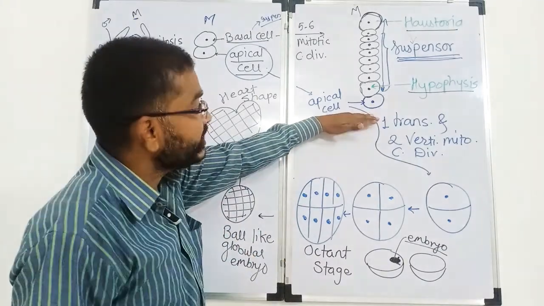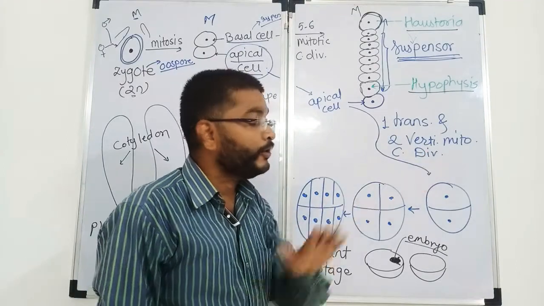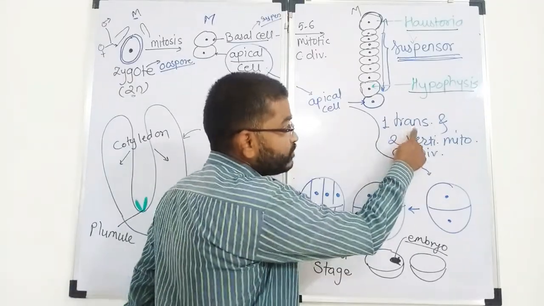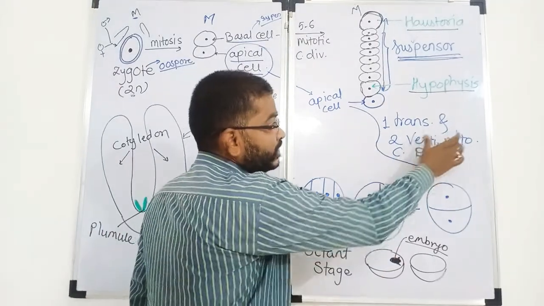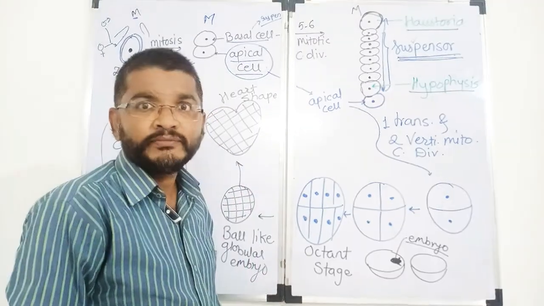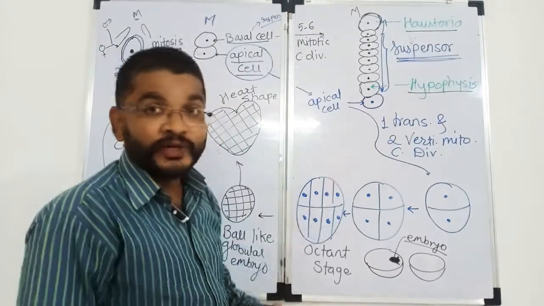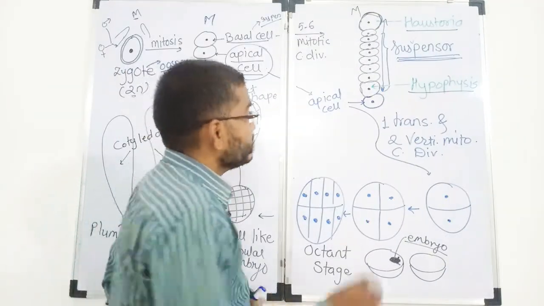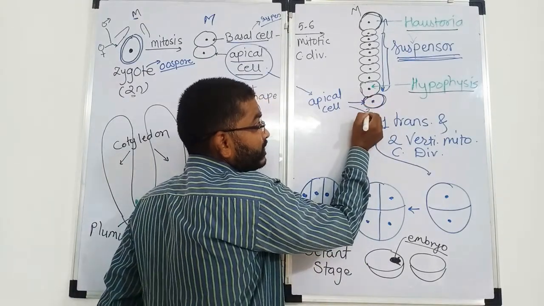Now here this apical cell undergoes one transverse and two vertical mitotic cell divisions. So one transverse and two vertical mitotic cell divisions. Here I mention all these terms in an abbreviated form. So first we will see one transverse. Now here is the apical cell. ये apical cell है, which is also diploid in nature.